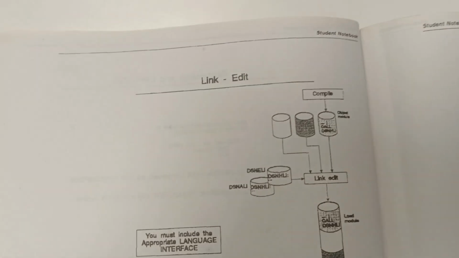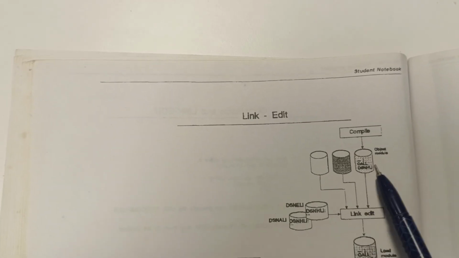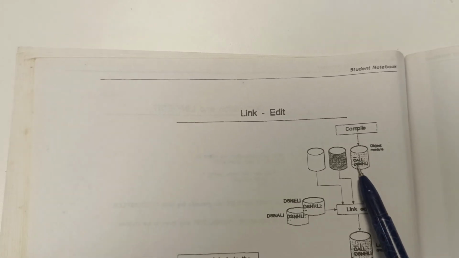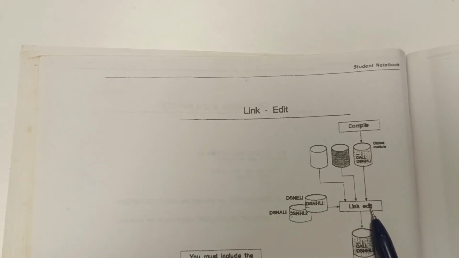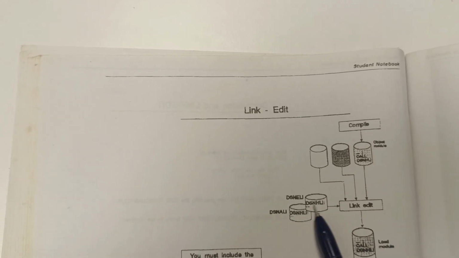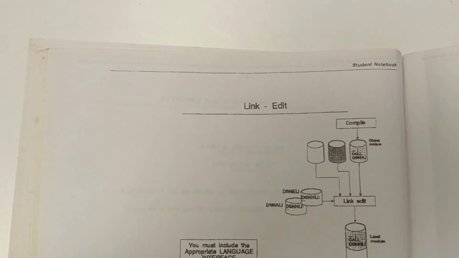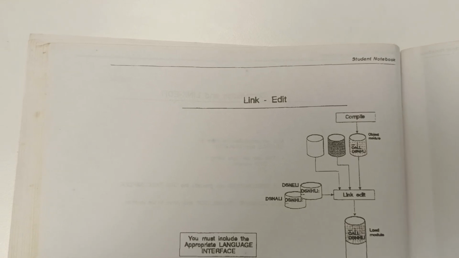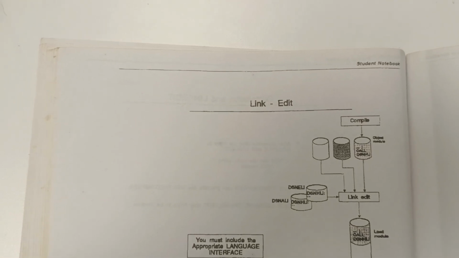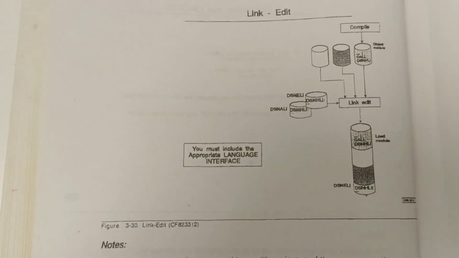And what will link edit do here? This is the compile. In the compile we have a COBOL statement, only COBOL. We have a call to the DSN HLI object module, and then it will go through link edit. In link edit, the different calls convert the COBOL statement into the DSN HLI statement. After link edit, it will create a load module. You can see this is the load module. You must include the appropriate language interface here.